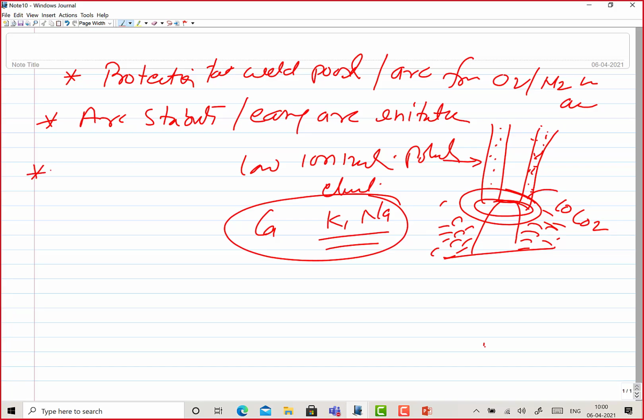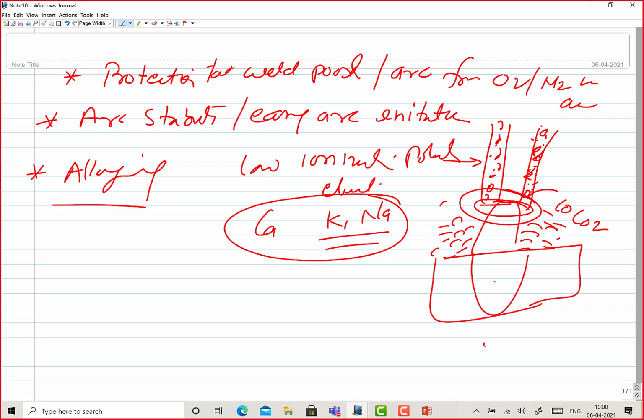Third purpose is alloying. If you want to add certain alloying elements in the weld metal, then these elements are put in the flux. Then these elements after melting will get mixed up with the weld metal, so the weld metal composition gets modified. Then these also help in forming the favorable slag. Actually, the slag formation is designed.